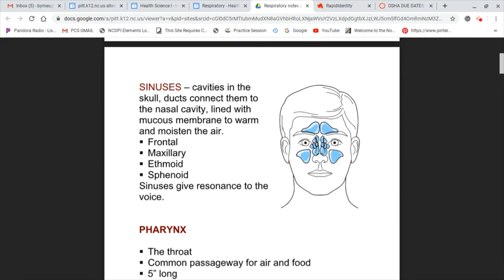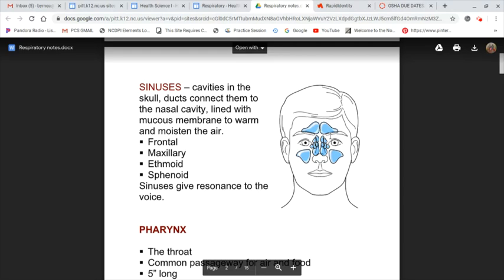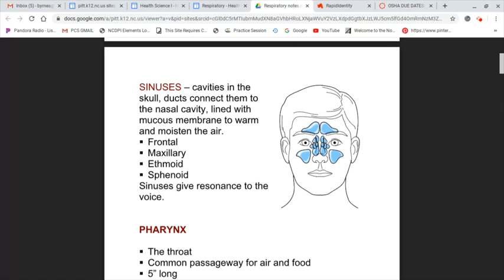Our sinuses are hollow spaces within our skull bones, and they're named after the skull bone that they're located in. If you put your two fingers above your eyebrows, and if we were in class, I would make you do this, these are your frontal sinuses. Your maxillary sinuses are over your cheeks. Your ethmoid and sphenoid sinuses are closer to your nasal cavity in the midline of your body.